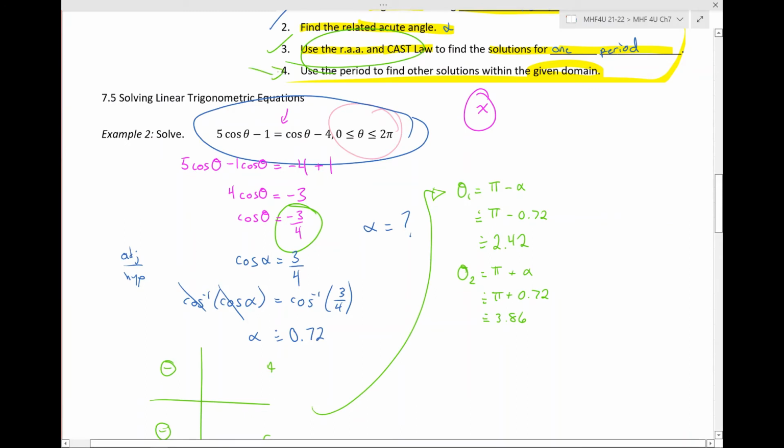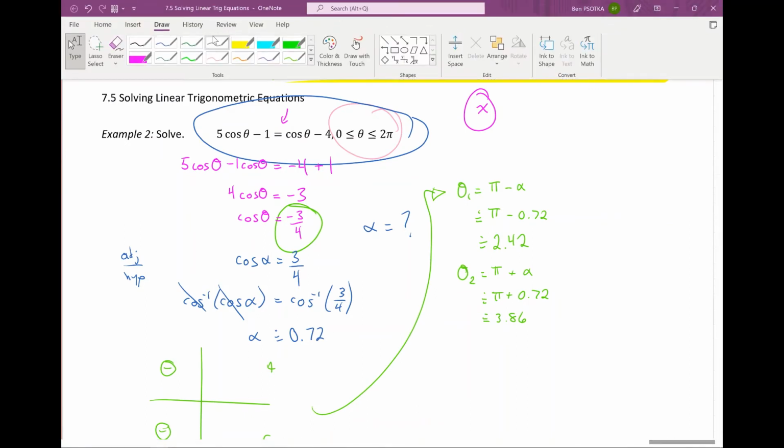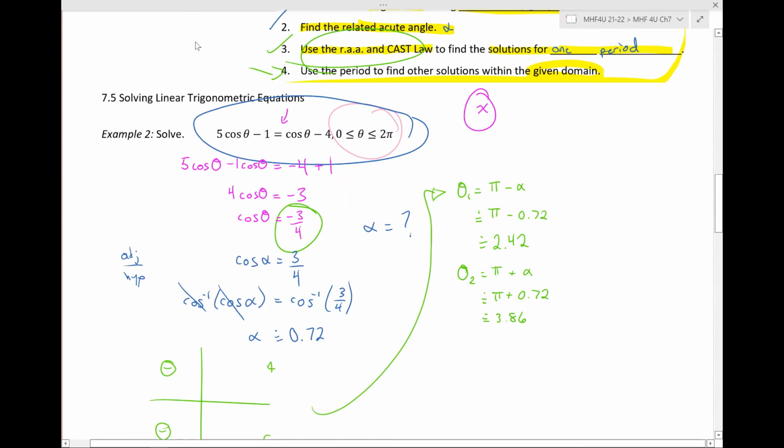Okay, that's great. Now I've found my thetas, and then I can use my period to find other solutions within my domain. Well, the period here that I'm working with, because it's still a cosine function, and because the only thing inside my cosine function is theta, and that's a little bit of a hint towards the next problem, then my period is 2 pi. If my period is 2 pi and that's the domain I'm looking in, just like before, those are my only solutions. So therefore, theta is approximately equal to 2.42 or 3.86.